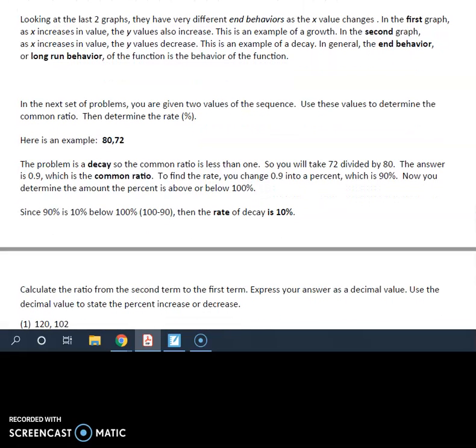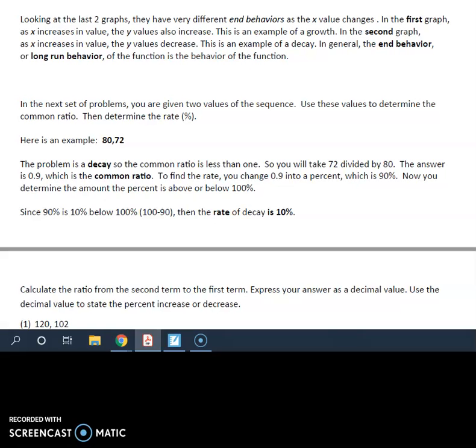So look at the last two graphs. They are very different in terms of end behaviors as the x value changes. In the first graph, as x increases in value, the y also increases. In the second graph, as x increases in value, the y decreases. So the end behavior or long run value of the function is, in both cases, approaching the x-axis, just on different sides of the y-axis.